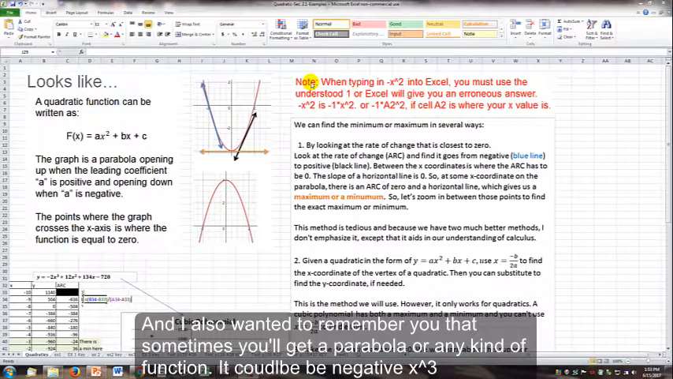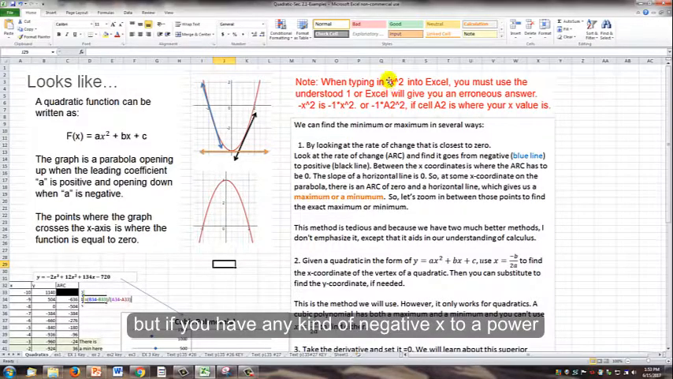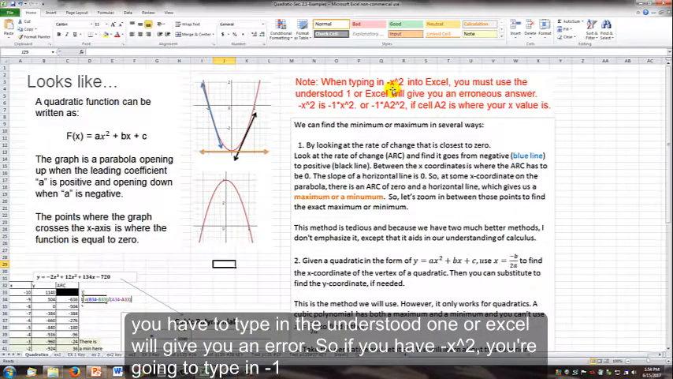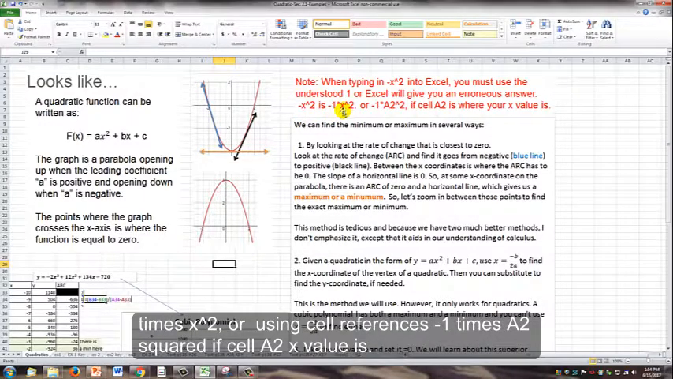And also wanted to remind you that sometimes you'll get a parabola or any kind of function. It could be negative x to the third. But if you have any kind of negative x to a power, you have to type in the understood 1 or Excel will give you an error. So if you have negative x squared, you're going to type in negative 1 times x squared, or using cell references, negative 1 times A2 squared if cell A2 is where your x value is.